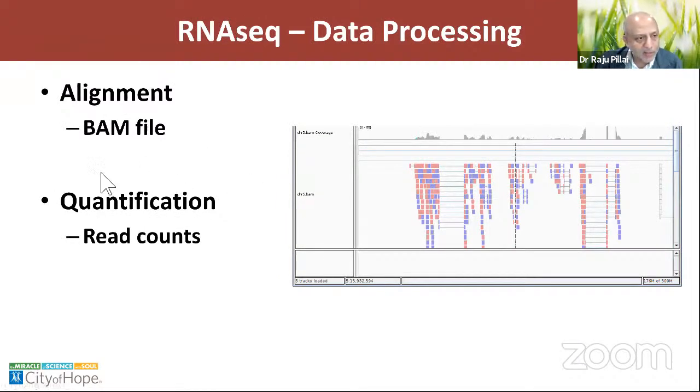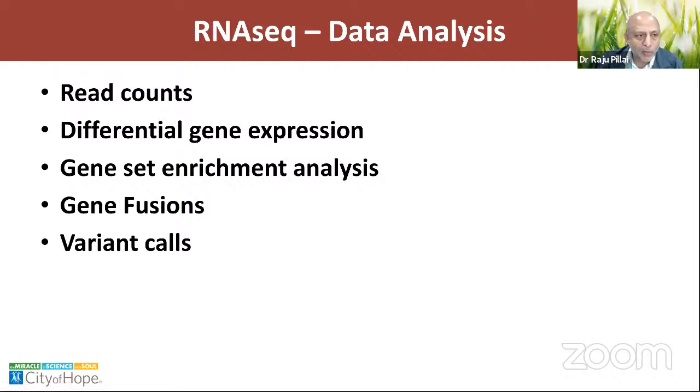Again, it is aligned. You create a BAM file just like before, and then you quantitate for each gene and for each exon how many copies of RNA there were. That is the raw data in RNA-seq. Now, what do you do with it? Once you get the read counts, you can look at differential gene expression. You can look at whether there are combinations of genes that are enriched, which is gene set enrichment analysis. You can look at gene fusions, some of them, not all of them. You can even use the RNA-seq data to see if there are variant calls.